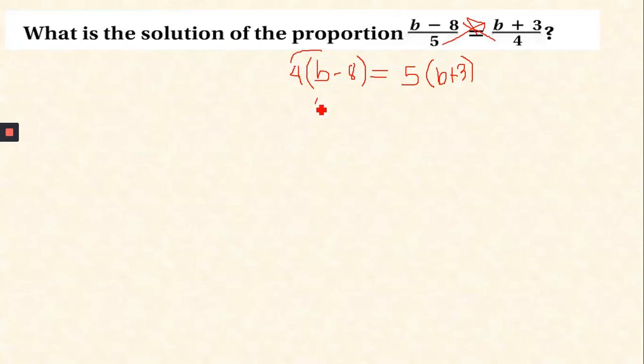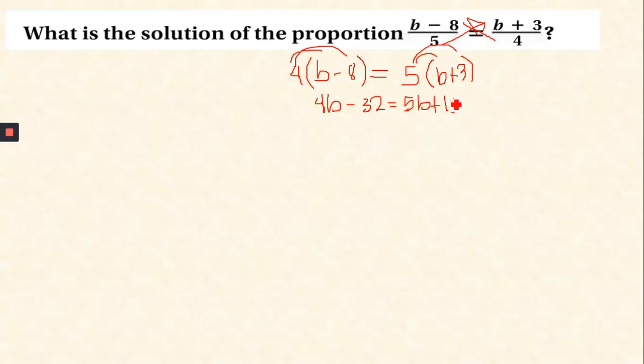4 times b, that is 4b, minus 4 times 8 equals 32, is equal to, do the same thing, apply the distributive property, 5 times b, that is 5b, and you have 5 times 3, that is positive 15.